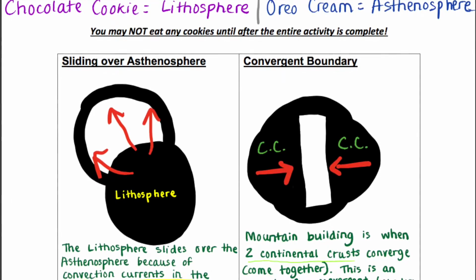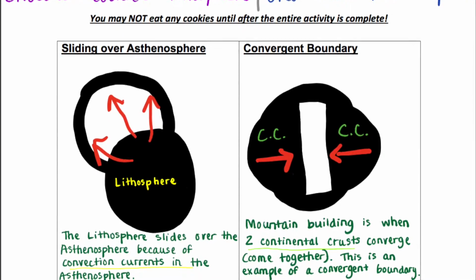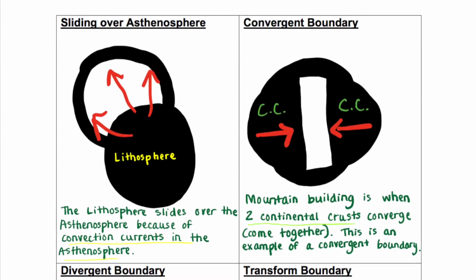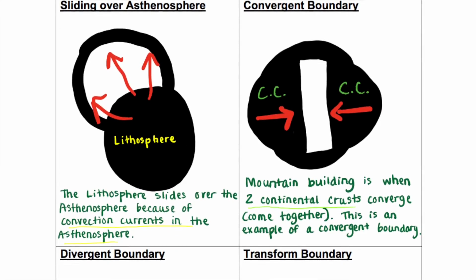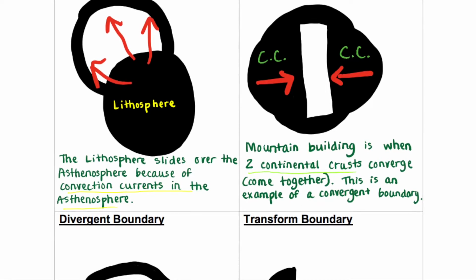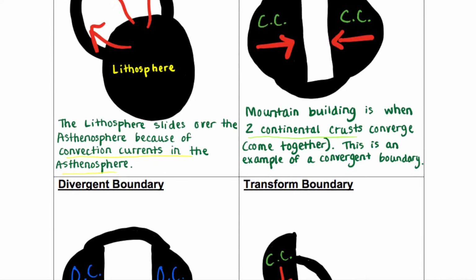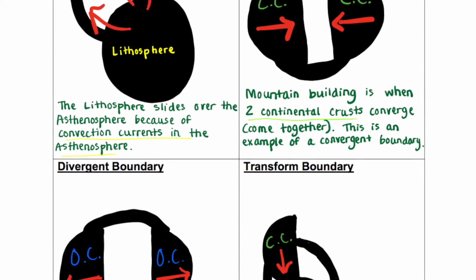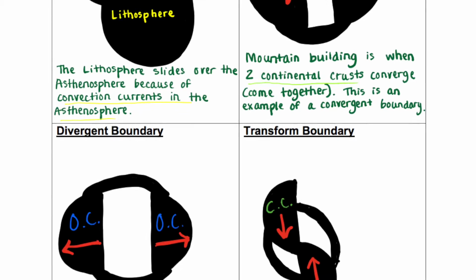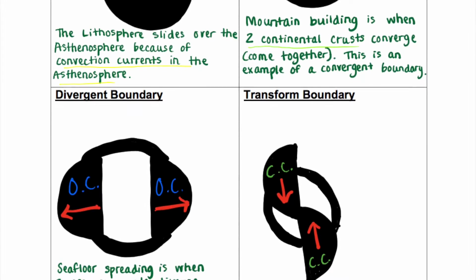On page 5 of your lab packet, you'll find this sheet over here. What I've done is I've summarized everything that you need to know about this lab. For the box sliding over the asthenosphere, here's the diagram and notes. Same thing for convergent boundary, divergent boundary, and transform boundary. I've also uploaded this onto Nightsite. Please review carefully and make sure that you're starting to understand these plate boundaries. If you want to draw these out as well, it would be really helpful to understand them even better.